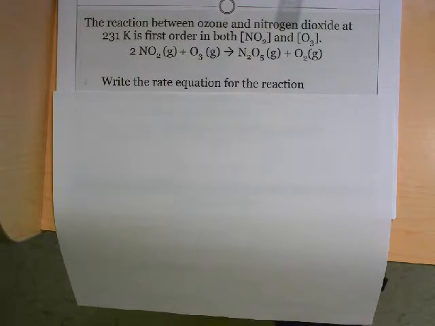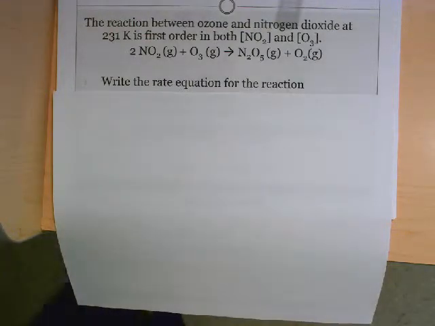Alright, so let's talk about how we write rate laws given experimental information, and how we predict rates from it. I have a reaction between ozone and nitrogen dioxide, which is first order in both nitrogen dioxide and ozone. First question, we want to write the rate equation for this reaction.